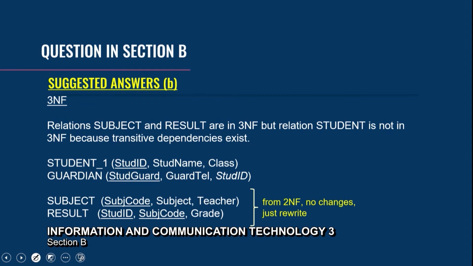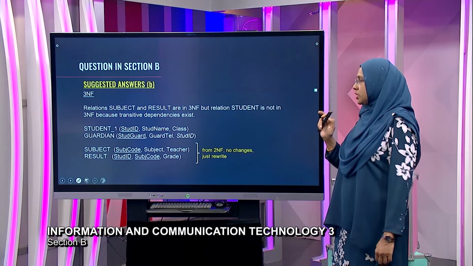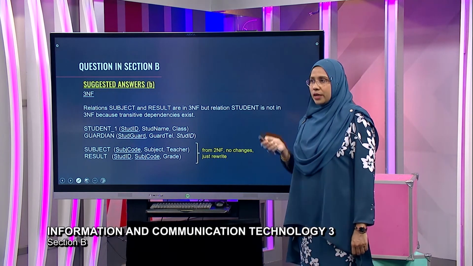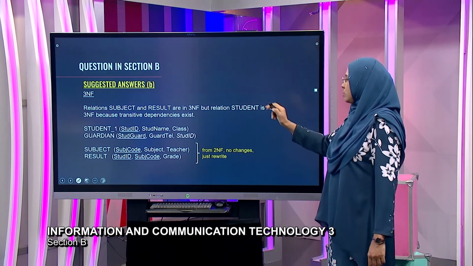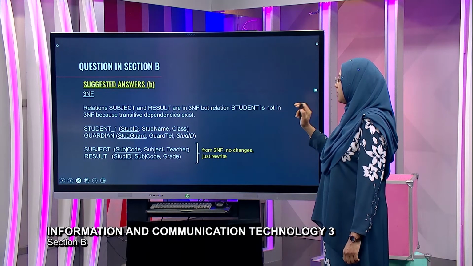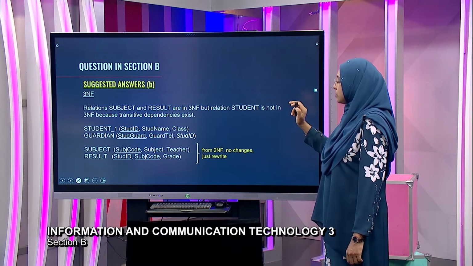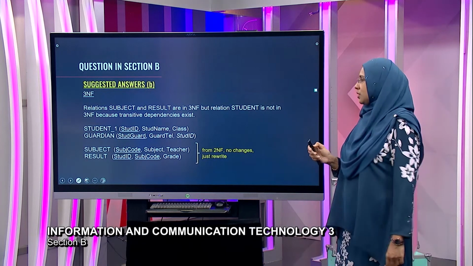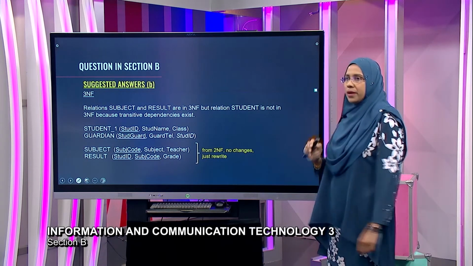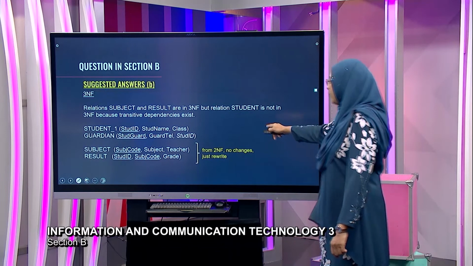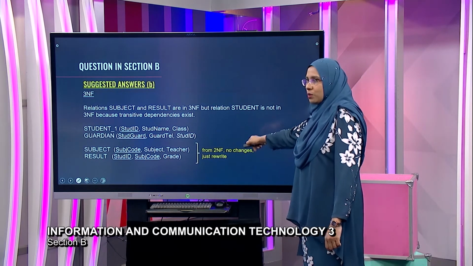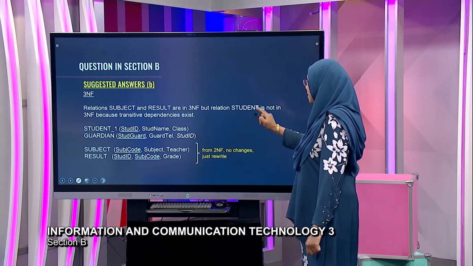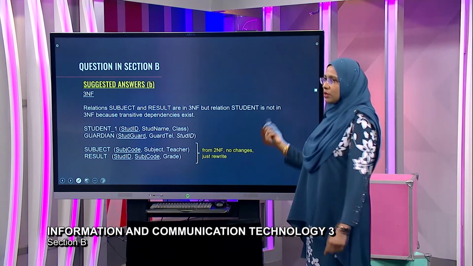And then you cannot use the student relation name. You must rename it. So I put student 1. Cannot use the same name. So student 1, I take out the guard telephone and guard student guard. So it will be in a different relation. And these two, just copy back. If you miss out this one, then you lose mark. That's why I highlighted here. If no change, just rewrite.